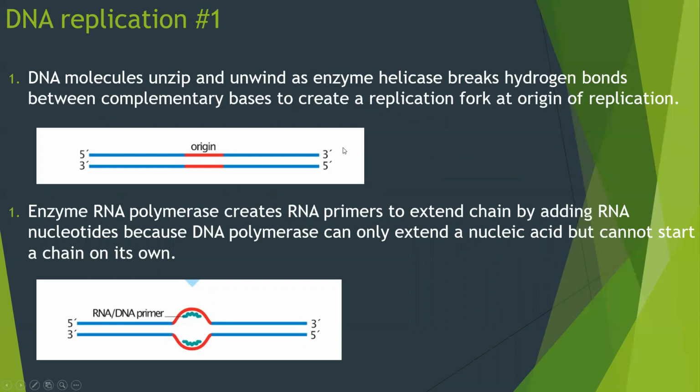The molecule will firstly unzip and unwind, and this is done by an enzyme called helicase. It will break the hydrogen bonds between the nitrogenous bases, the complementary bases, and create something called a replication fork. At the origin of replication, an enzyme called RNA polymerase will come and add RNA primers, because you need to extend the chain by adding RNA nucleotides. So RNA primers are basically RNA nucleotides. This is because the enzyme DNA polymerase, which adds the DNA nucleotides, can only extend the nucleic acid but cannot start a chain by itself. So unzip, unwind creates a replication fork at the site of origin, and then RNA primers are added by RNA polymerase.